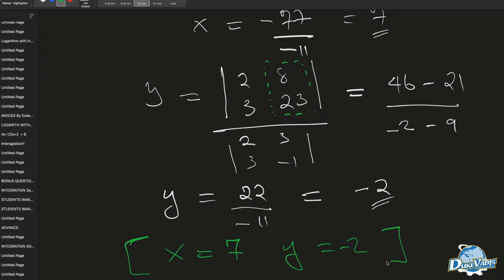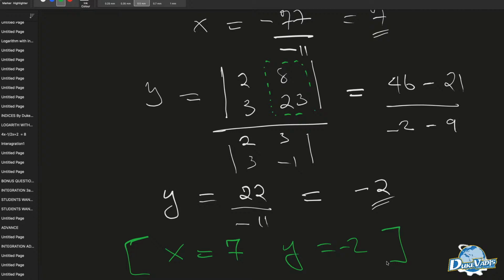So we decided to apply it to a 2 by 2 matrix, or 2 by 2 simultaneous equations. But Cramer's Rule also applies to 3 by 3 simultaneous equations. That is, if your simultaneous equations involve x, y, z, you can still use the same determinant methodology, that's Cramer's Rule, to deduce the values that you are supposed to solve.